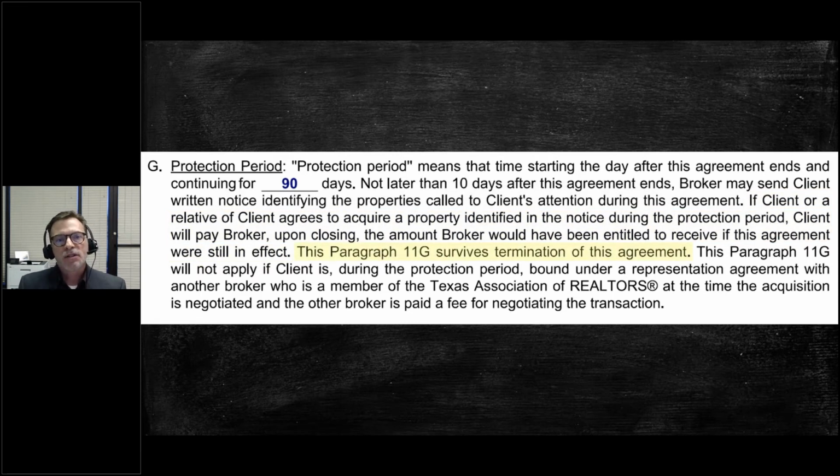This paragraph survives the termination of this agreement. Normally in contracts, all of the provisions in the contract die once the agreement is expired, or it's fulfilled, or it's terminated. But this paragraph survives termination, and it survives for however long you put in the blank there for your protection period. But here are some limitations.